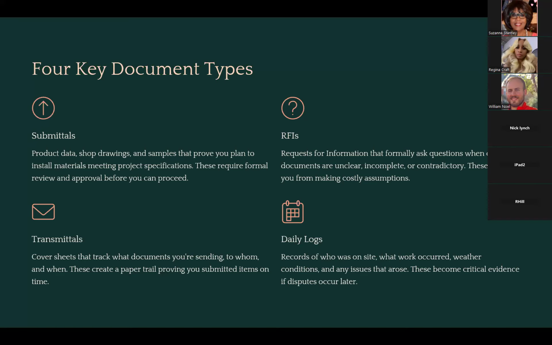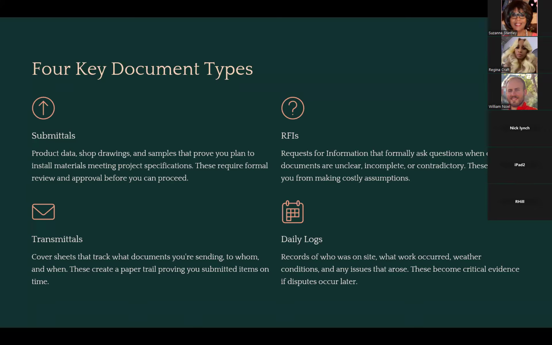So all of those are to basically prove that you plan to install materials that meet the specifications of the project that the architect or the engineer has given you up front, and that is part of your contract. And these do require formal review and approval before you proceed with that. And again, we're going to go into each one of these a little bit more. So that's submittals.